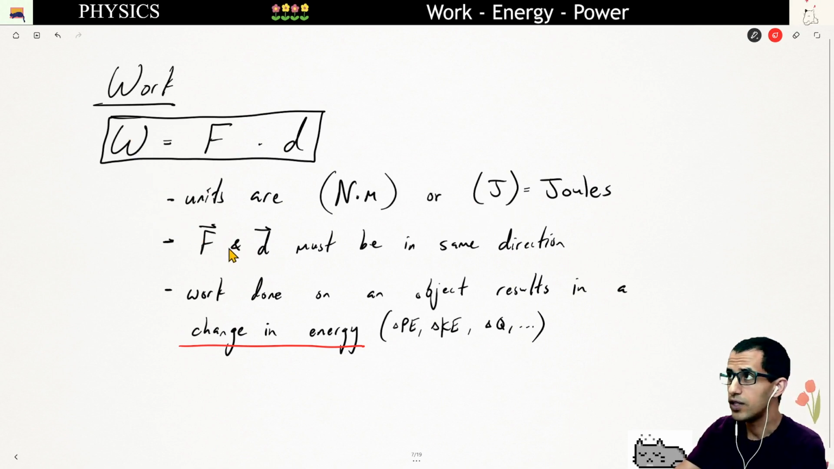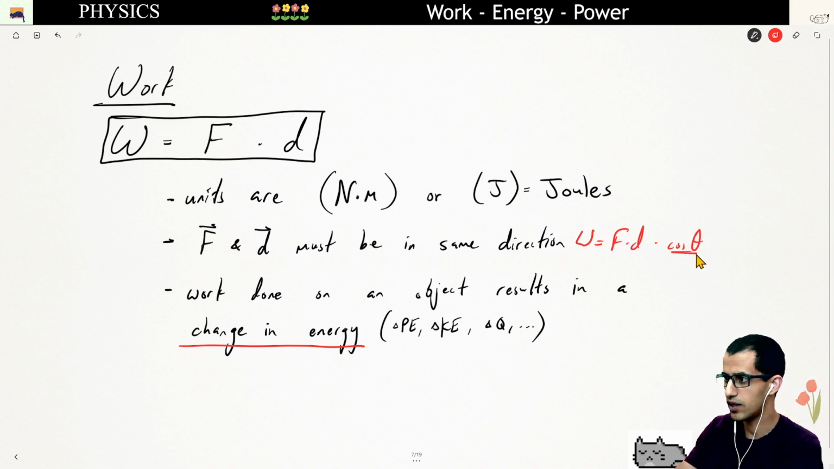The full equation for work is really work equals force times displacement times cosine theta, because the force and displacement both have to be in the same direction, and the cosine theta here takes that into account. So we can show some examples of work causing a change in energy.